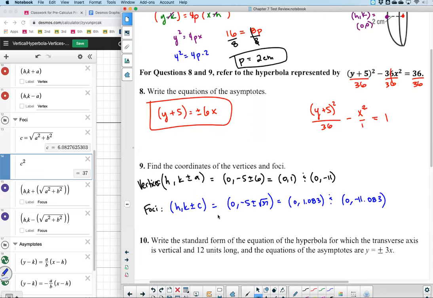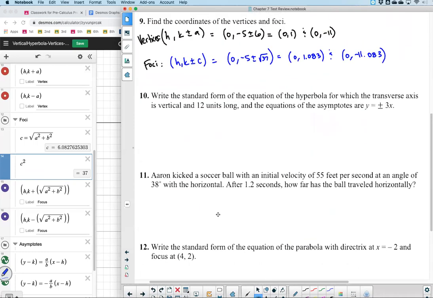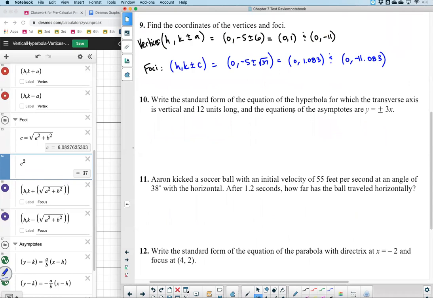All right, number 12. Write a standard form of the equation. So we're writing an equation for a hyperbola. If you look at the formula chart, that's where you have something squared divided by a squared minus another parenthesis squared over b squared equals 1. That's what the formula chart would say. For which the transverse axis. Okay, vocabulary. Transverse is just like major, and it's just like vertices.